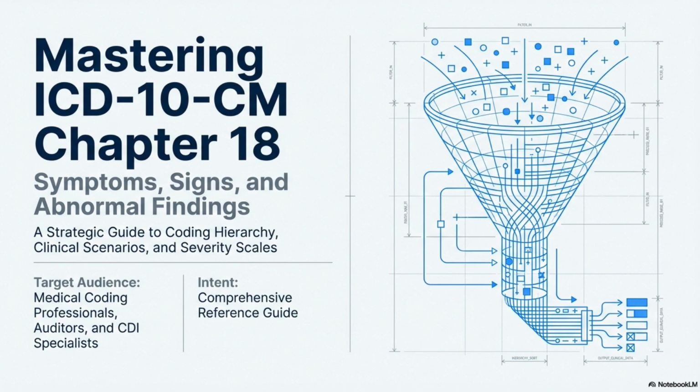Today we're diving into Chapter 18 of the ICD-10-CM series, the chapter that covers symptoms, signs, and abnormal clinical or lab findings, codes R00 through R99. This chapter is really the holding area for uncertainty. It's where we code when the provider hasn't yet identified a clear diagnosis. And because this chapter is used so often in real-world documentation, understanding when to use a symptom code versus a definitive diagnosis code is essential for accurate coding.